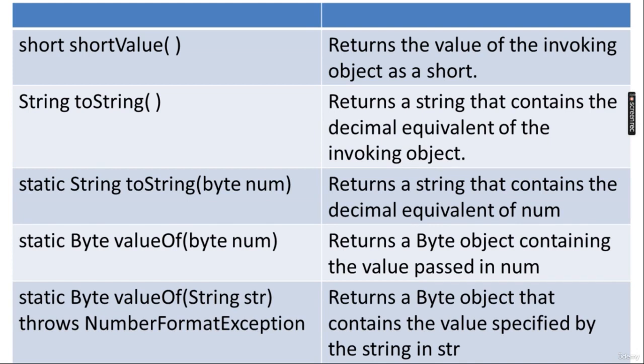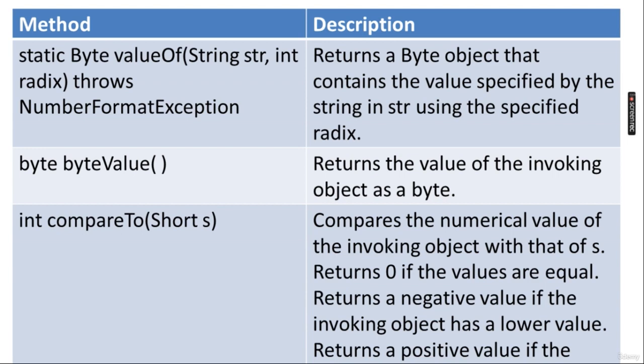Static String toString(byte num) returns a string that contains the decimal equivalent of num. Static Byte valueOf(byte num) returns a Byte object containing the value passed in num. Then static Byte valueOf(String str) throws NumberFormatException returns a Byte object that contains the value specified by the string in str. Static Byte valueOf(String str, int radix) throws NumberFormatException returns a Byte object that contains the value specified by the string in str using the specified radix. Now the Short class: byteValue returns the value of the invoking object as a byte.